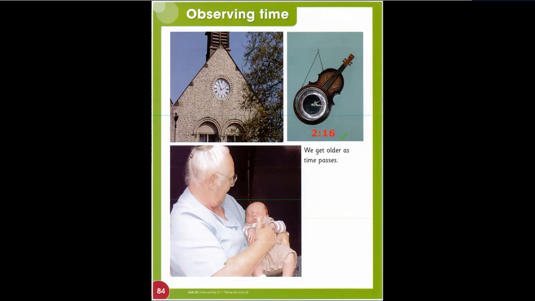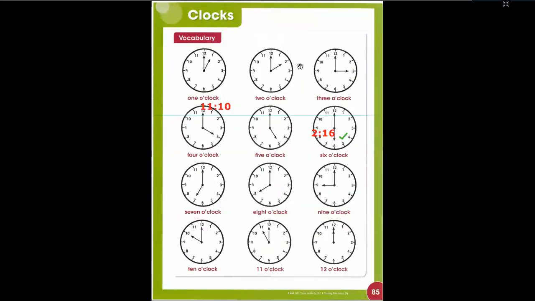So the small handle is on 11. So we will say 11 hours, and the big hand is on 2. When we multiply 2 with 5, we get 10. 2:10 is the time. This is our last lesson. It's very easy.